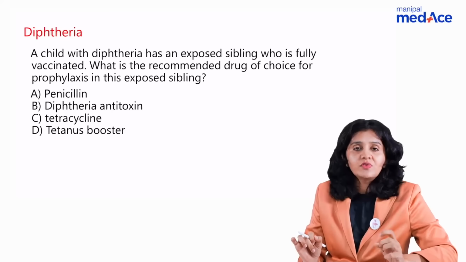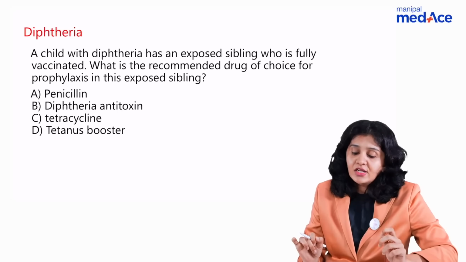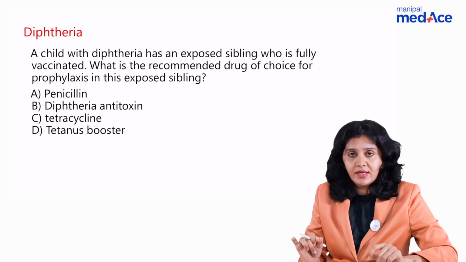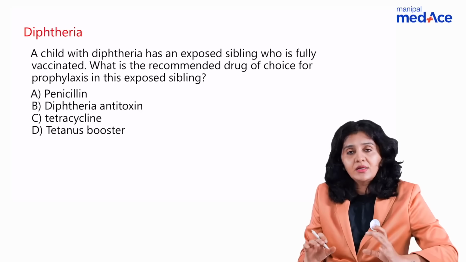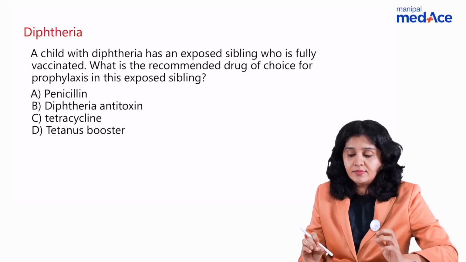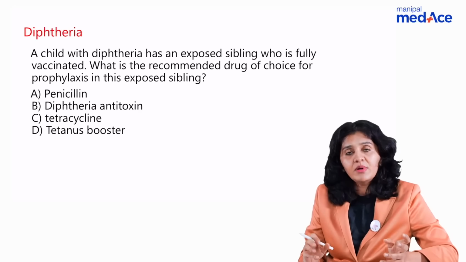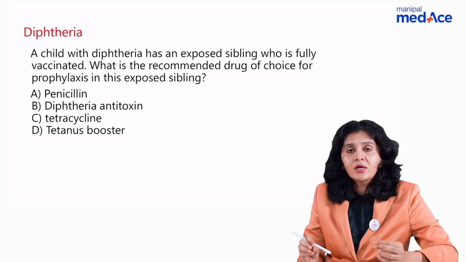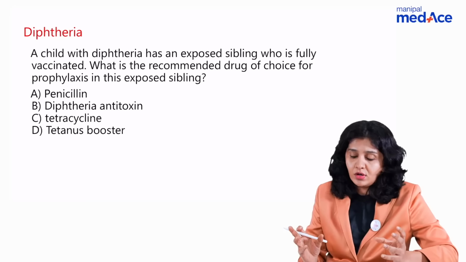Moving on to the next question, which is again from communicable disease. A child with diphtheria has an exposed sibling who is fully vaccinated. What is the recommended drug of choice for prophylaxis in this exposed sibling? So there is a family with two children. One child is suffering from diphtheria, but the other child is vaccinated. But still, you should give an antibiotic to prevent the spread of diphtheria.